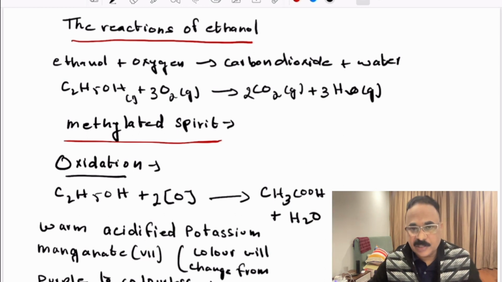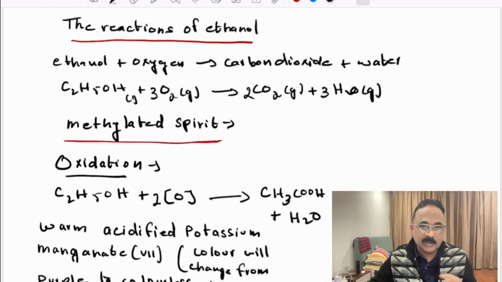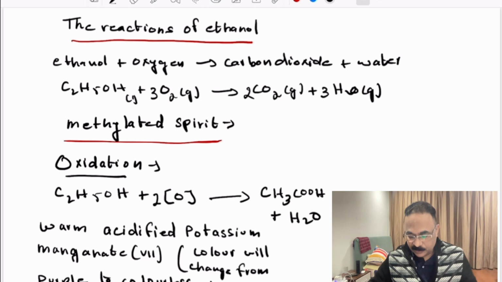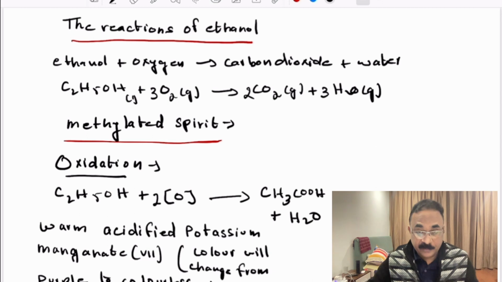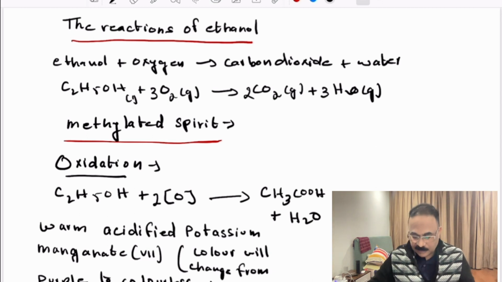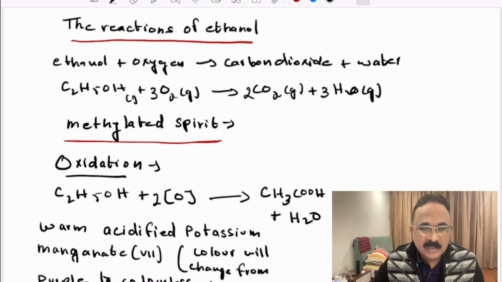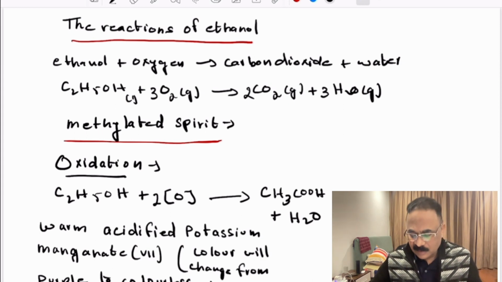So this is the oxidation process. Color will change from purple to colorless. This is the reaction when oxygen is provided by the strong oxidizing agent that we have, that is very powerful, we say powerful oxidizing agent, that is potassium manganate. So let's keep that in our mind. And wine and all, when we expose it to air, it will gradually become ethanoic acid. So that's why we don't have to expose them to air.